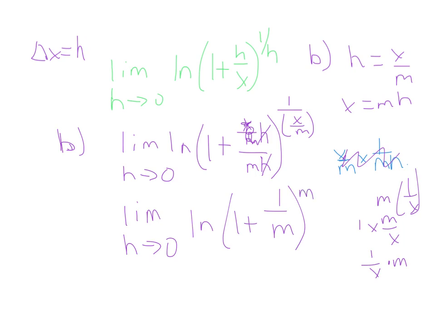And so that's why they have it to the m, and then they put a square bracket around it and put it to the 1 over x. You could also write it as just m over x if you wanted to. So that gets you to the end of part B.